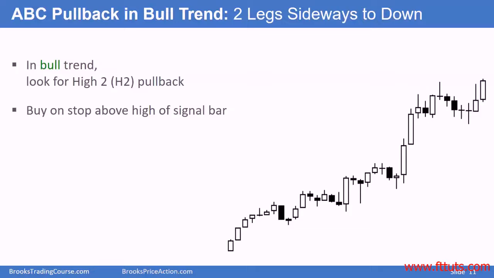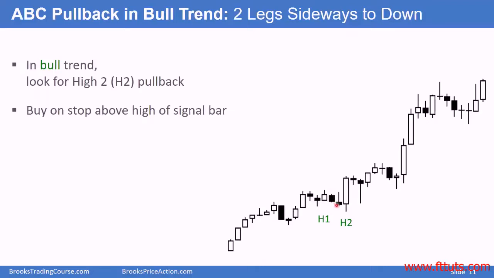Sometimes you'll hear the expression an ABC pullback. For example, let's say an ABC pullback in a bull trend. It's 2 legs sideways to down. It doesn't always have to be down. It can simply be sideways. And in a bull trend, I refer to those as a high 2 buy setup or a high 2 bull flag. And it's an opportunity for traders to buy, to get long. So for example, we have a little bull trend. The bull trend started here. We have a new bull leg here. We pulled back.